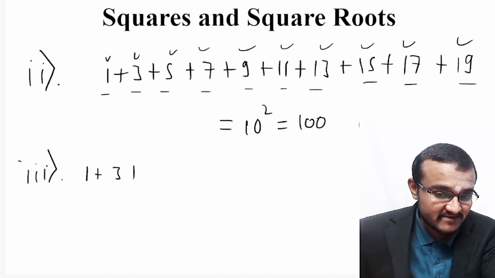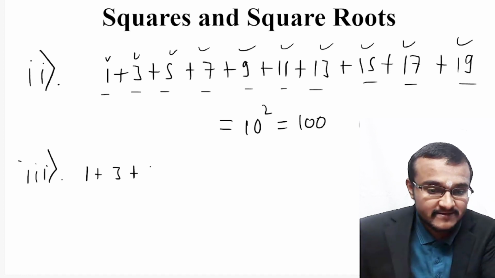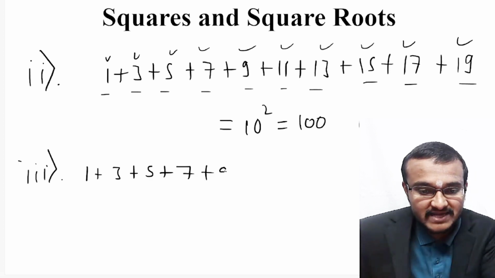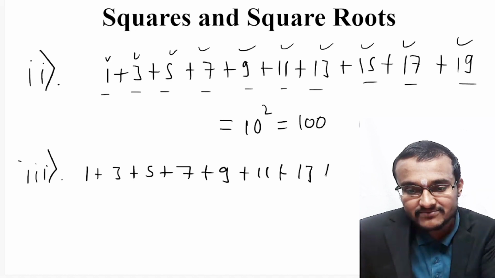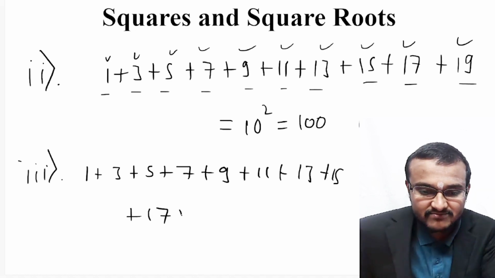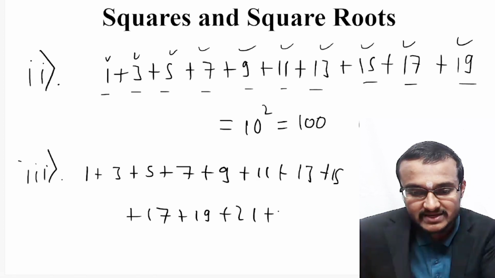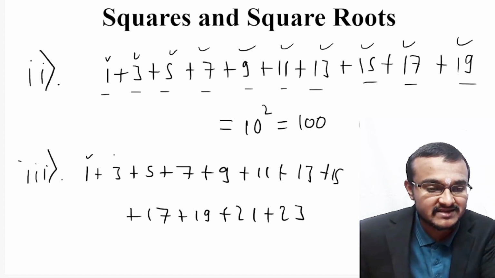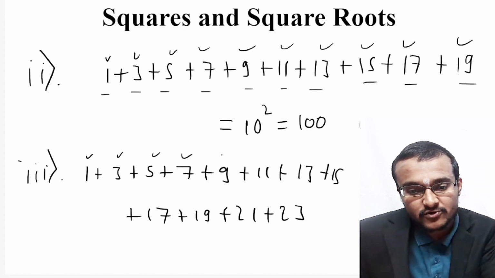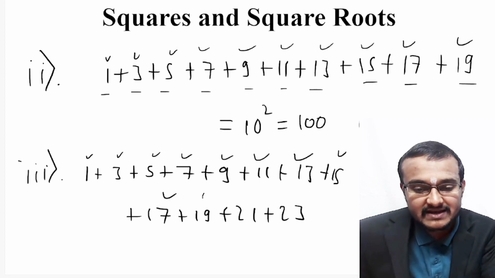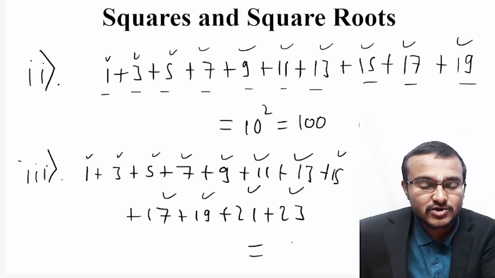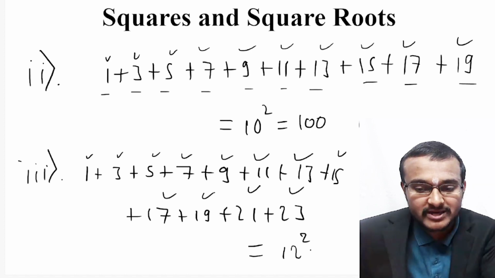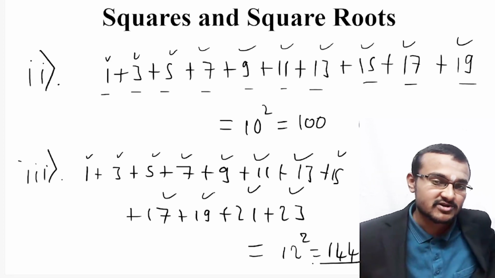Similarly, coming to the third question in this 7th question, they have given the sum of consecutive odd natural numbers starting from 1 ending at 23: 1 plus 3 plus 5 plus 7 plus 9 plus 11 plus 13 plus 15 plus 17 plus 19 plus 21 plus 23. Here you can go on counting how many consecutive odd natural numbers there are starting from 1: 1, 2, 3, 4, 5, 6, 7, 8, 9, 10, 11, 12. So the sum of these 12 consecutive odd natural numbers will be 12 square. 12 square is 144, so 144 is the answer.